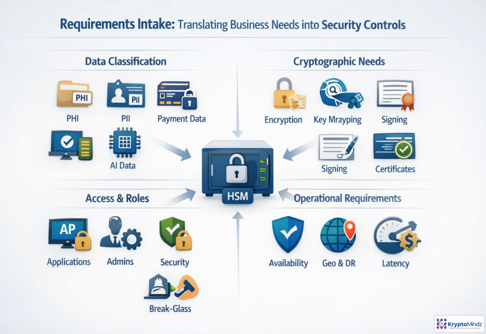Before choosing any HSM technology, you need a clear intake checklist. First, classify what you're protecting. PII, payment data, logs, or AI training data each carry different risks and regulations. Next, define cryptographic use cases: encryption, key wrapping, signing, or certificate storage. Then decide who needs access, for what purpose, and from where. Finally, lock in non-functional needs: uptime, latency, regions, disaster recovery, and cost guardrails.